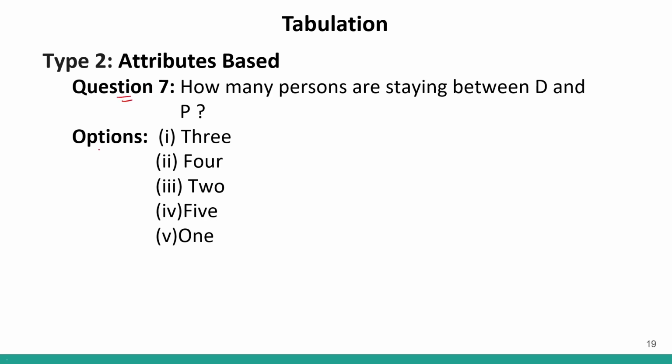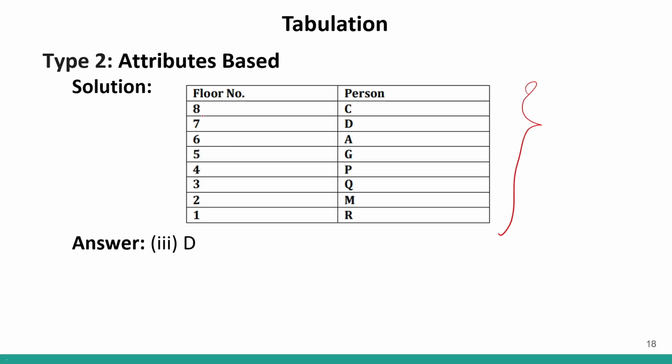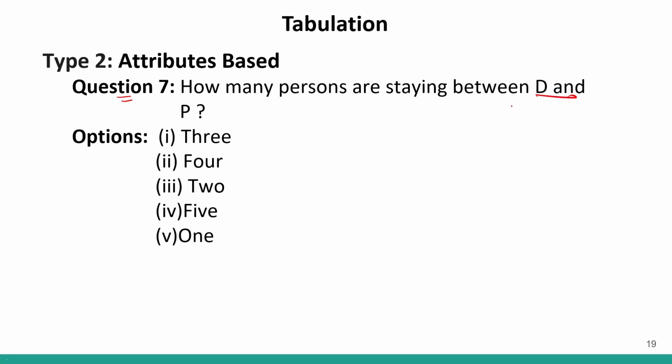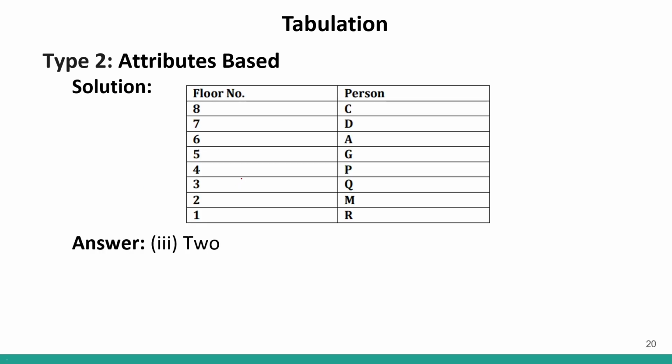Question number 7 asks, how many persons are staying between D and P? So let us look at the arrangement. D is over here, P is over here. How many people are living between D and P? 1 and 2, A and G. Okay? 1 and 2. So going back to the options, between D and P we have only 2 people, A and G. Correct? So my answer will be option number 3, 2. Between D and P, we have A and G. Only 2 people. Correct? Now, this is the arrangement again.